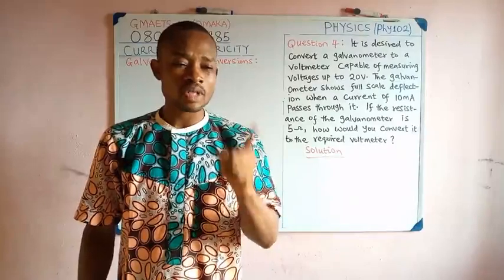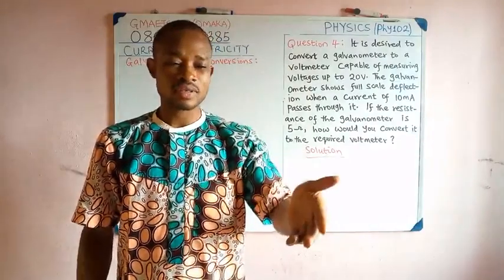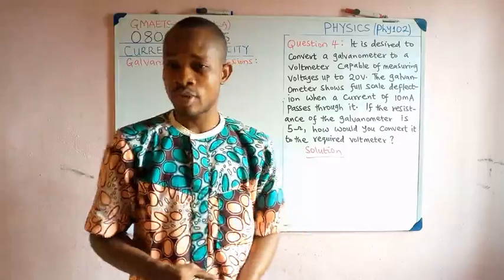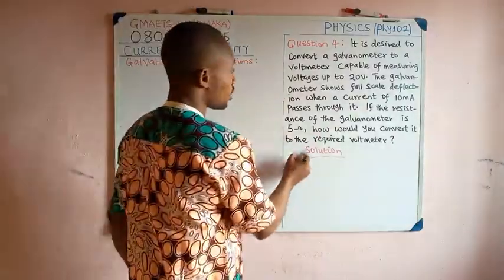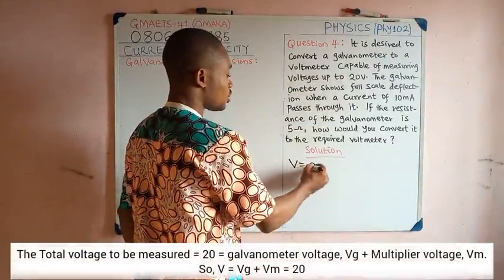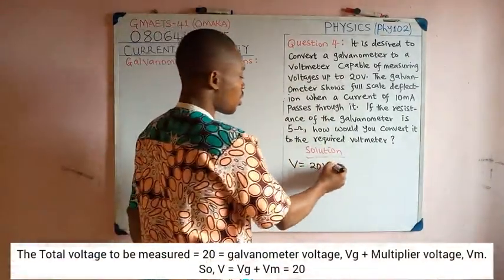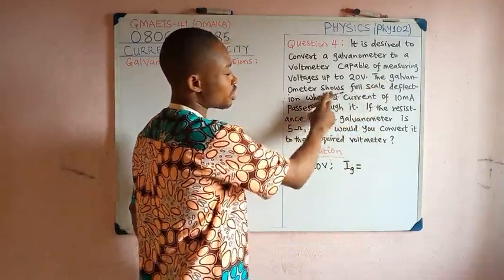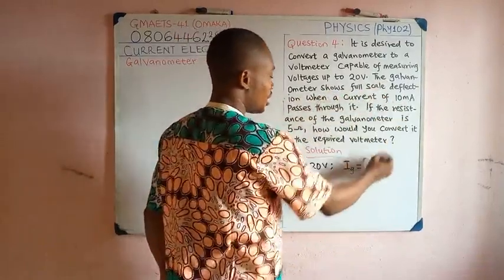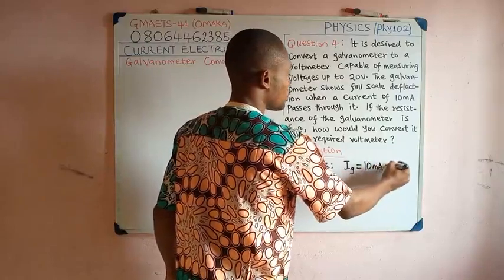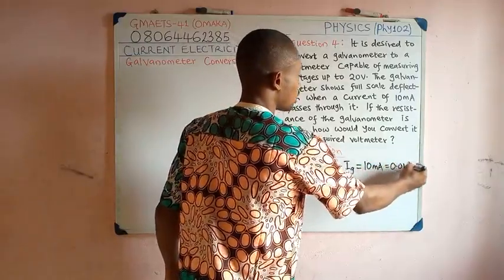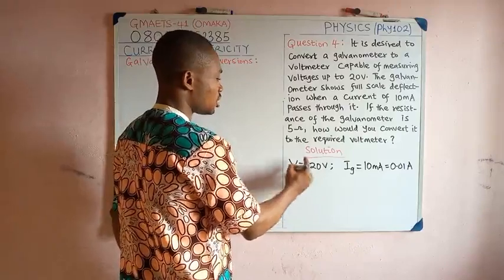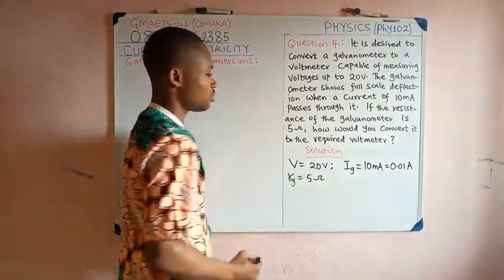So what we need to know here is that the multiplier will be used. That is a high resistance material. And the multiplier is meant to be connected in series with what? The galvanometer. So let us look at the data given to us from the question. The total voltage allowed here is 20 volts. Then the current of the galvanometer was given to us. It was stated that the galvanometer shows full-scale deflection when a current of 10 milliamps flows through. 10 milliamps is the same as 0.01 amp. You divide it by 1000. Then we have the resistance of the galvanometer, Rg, given to be equal to 5 ohms.